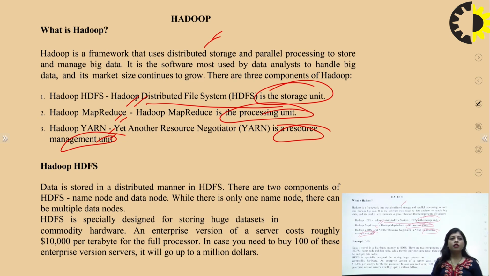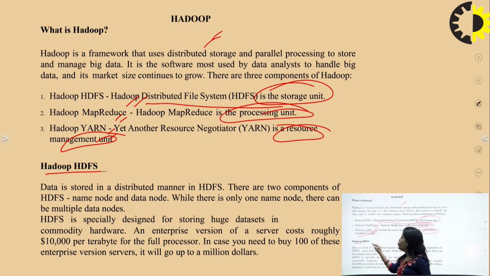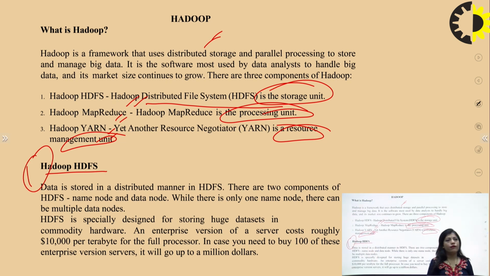First we discuss the first component, the Hadoop file system, HDFS. In this, all the files of the big data are stored, so it is called the storage unit. There are two components of HDFS, name node and data node. In HDFS we have only one name node and multiple data nodes. HDFS is specially designed for storing huge data sets on commodity hardware.